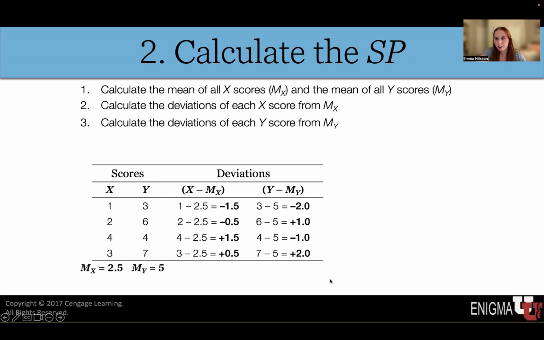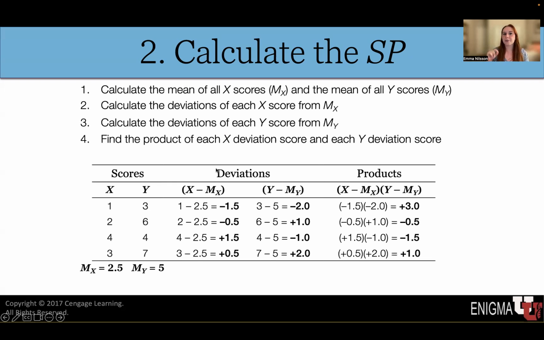After you've done this for all of your values, you find the product of each X and Y deviation score according to the pairs of scores that were presented at the beginning. Since our original pair was X1, Y3, we take the deviation of X and the deviation of Y for that pair, and we multiply them to get our product of deviations.